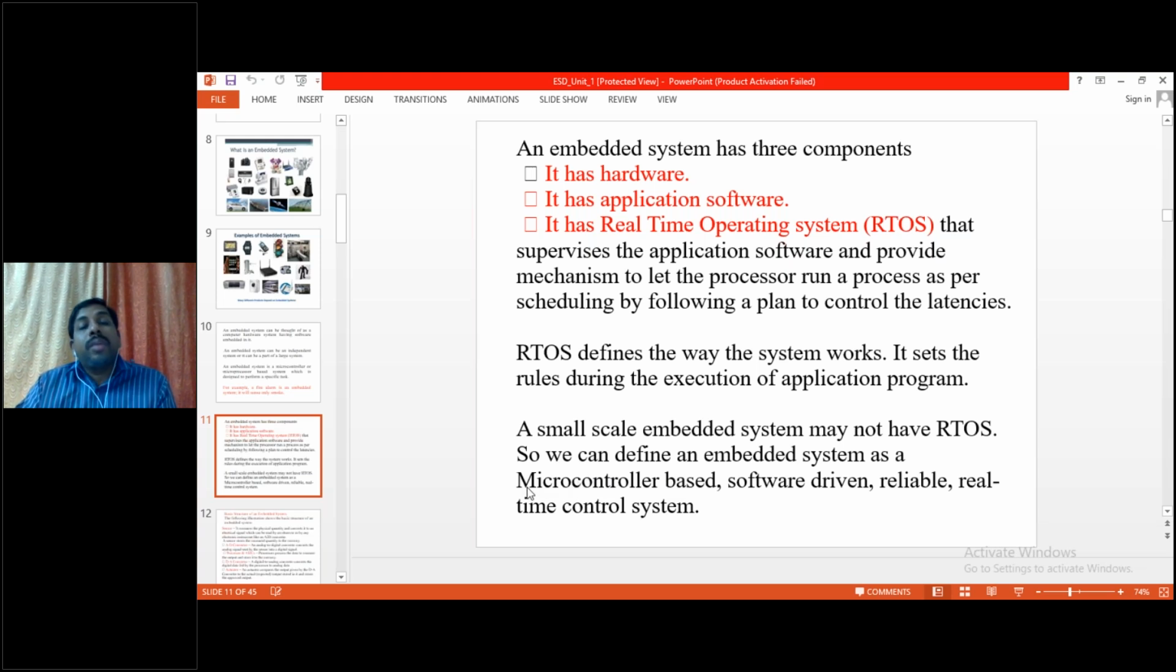Thus, an embedded system can be analyzed as a microcontroller based, software driven, reliable, real-time control system. So we can define it as a combination of hardware and software doing a specific task. An embedded system is a microcontroller based, software driven, reliable, real-time control system.